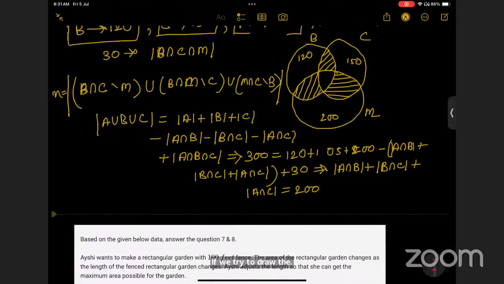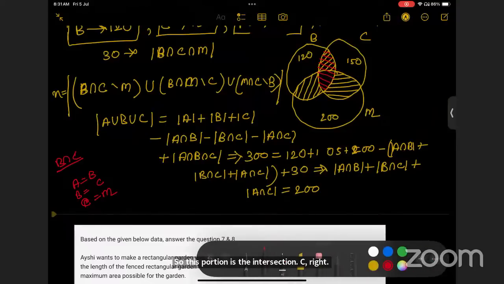Now if we try to draw this situation in our Venn diagram, then first A intersection B. You take A equals B set here, B means C here and C means M here. So A intersection B means actually B intersection C. So this portion is B intersection C, right?